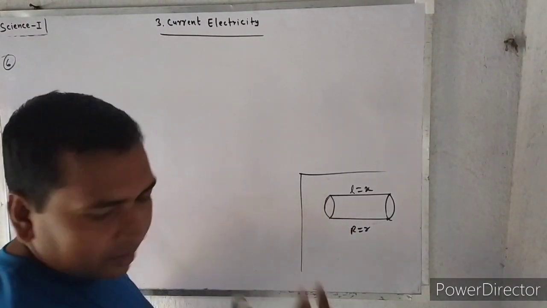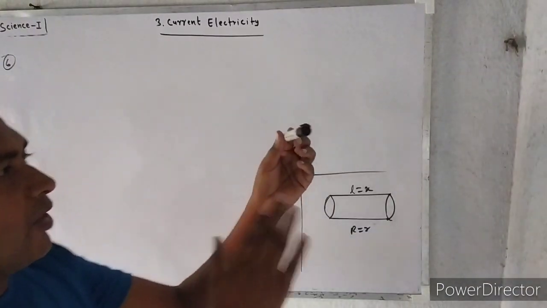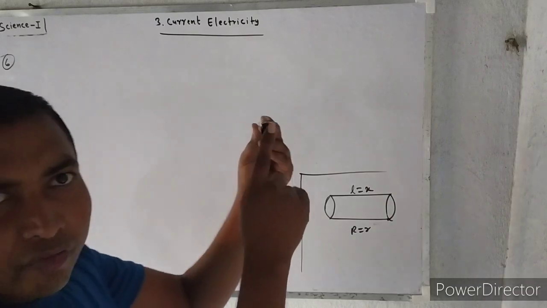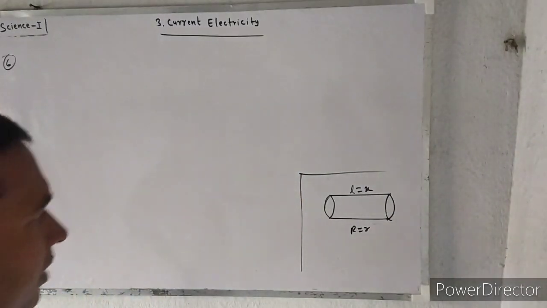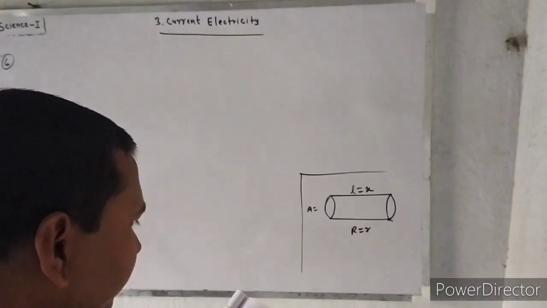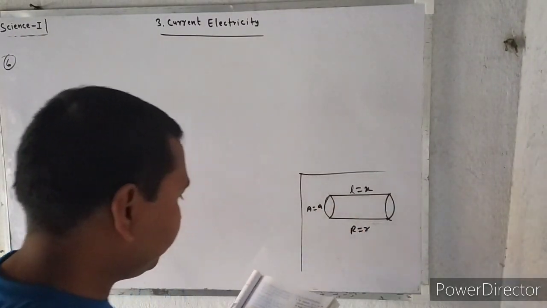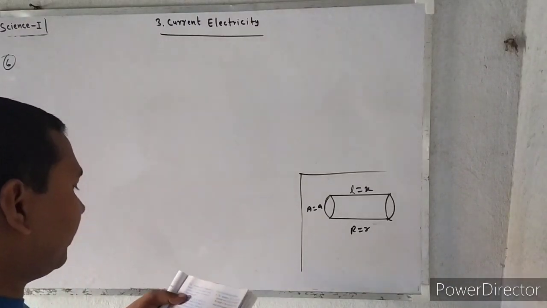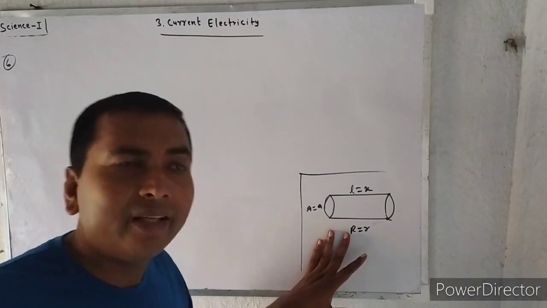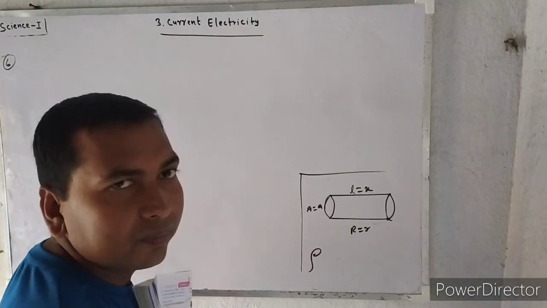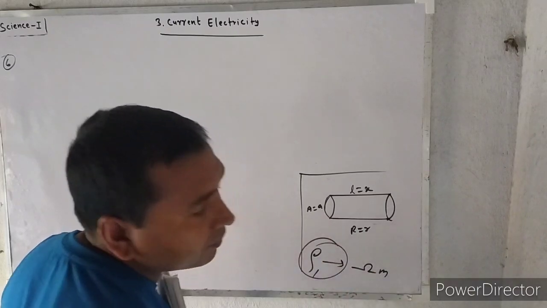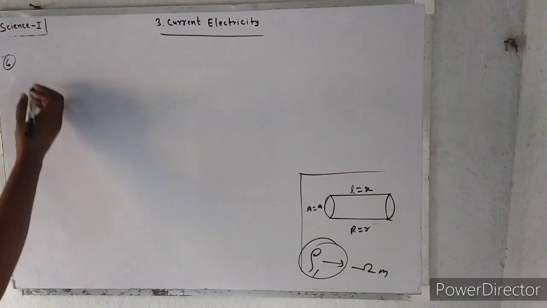If I cut from here, then you will get this area. This is called the area of cross section of the wire or conductor. Small a is given. What is the resistivity and what is its unit? Actually, you have to find resistivity, rho, and its unit. Its unit is ohm meter.